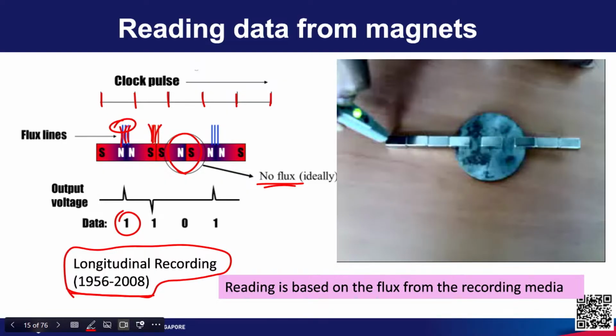So, during this window again there is some magnetic flux which will result in some voltage in the sensor, we call it 1. During this window there is no voltage, so we call it 0. Here again the sensor gave voltage within this window, so we call it 1. Okay. So, this is how we read information in a hard disk drive. The reading is based on the magnetic flux that comes out of the recorded bit of the recording media.